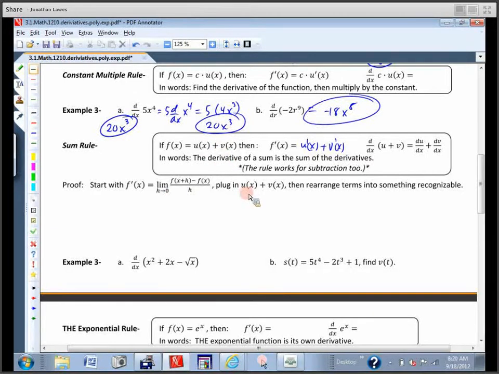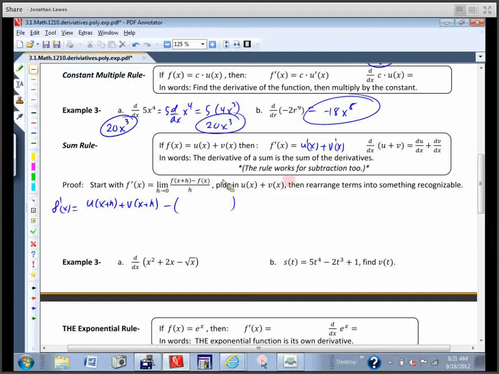Okay. This one I'm pretty darn sure you can follow. So we want to find the derivative. Just a really quick proof of this. If the derivative of f is the limit of the difference quotient, we want to find from the definition what the derivative of u of x plus v of x would be. So we literally use u of x plus v of x as the function. So this is what we'd have.